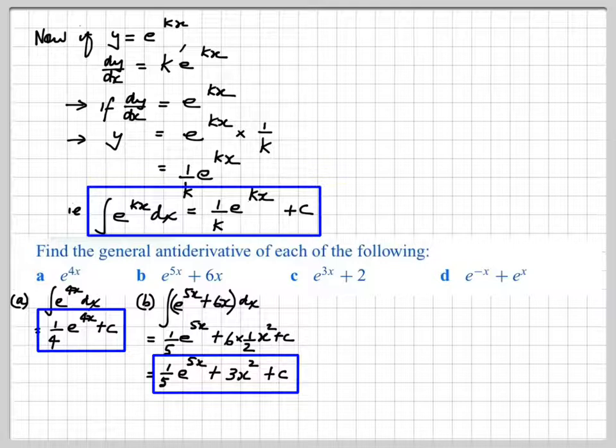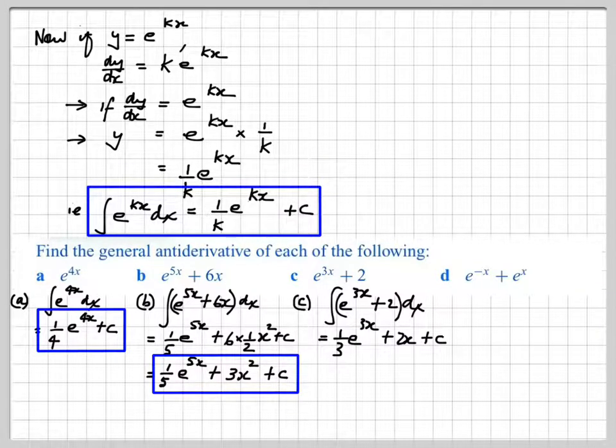Now, what's this next one? e to the 3x plus 2. Yeah, we've just got a constant. They're trying to get us to remember what to do with the constant when we integrate it. So that's the antiderivative of e to the 3x plus 2 with respect to x. It gets us 1/3 of e to the 3x plus 2 times x plus c. There you go. Okay, isn't it good?